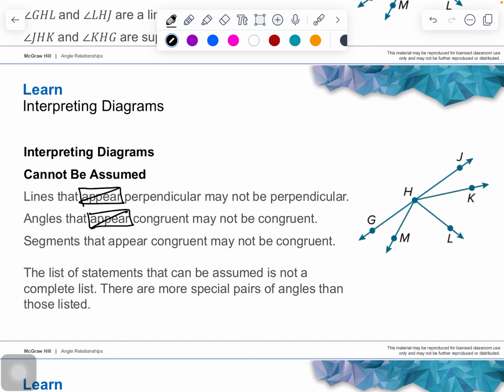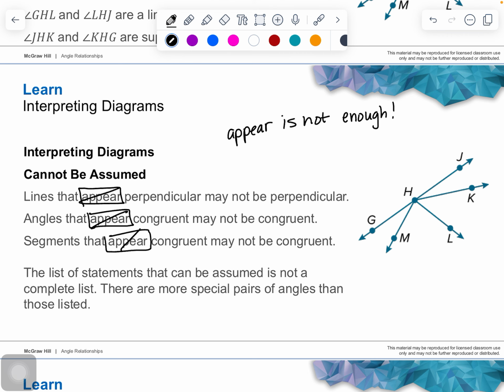Not enough. Segments that appear congruent may not be congruent. So just because GH and HJ look congruent is not enough. Appear is not enough. Okay, a list of statements that could be assumed is not a complete list. There are more special pairs of angles than those listed. There's lots of ways that these can get you tricked. Don't fall for the tricks, okay?